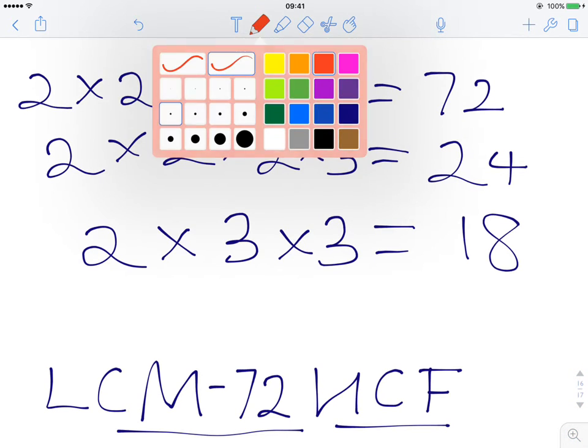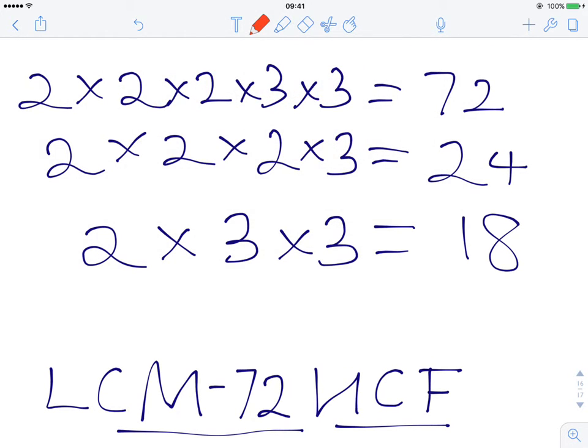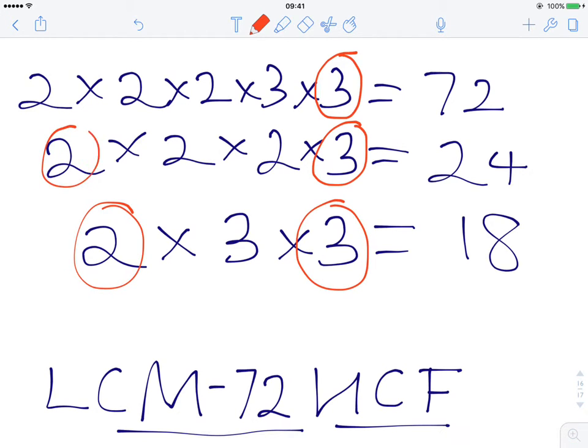Okay, let me use a different coloured pen to show this more easily. So what goes into all of them? So I guess 3 is a factor of all of them. Is there anything else that we can see? Any other prime that we can see that is common to all of them? 2 is common to all of them. And what about another 3? Well, it isn't, because 3 appears twice in 18, appears twice in 72, but it does not appear twice in 24. How about another 2? 2 appears three times in 72, and in 24, but does not appear again in 18.